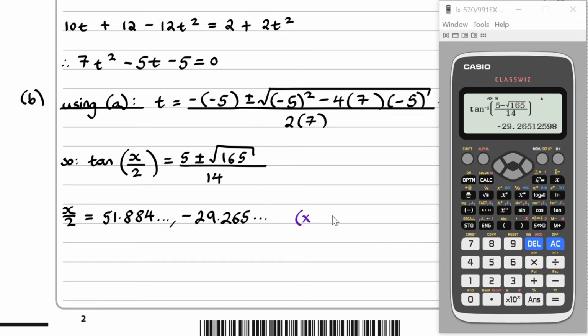So then if we multiply both sides by 2, you'd therefore find x is equal to minus 58.5 degrees, and we also have x equals 103.8 degrees, both to one decimal place. Okay?